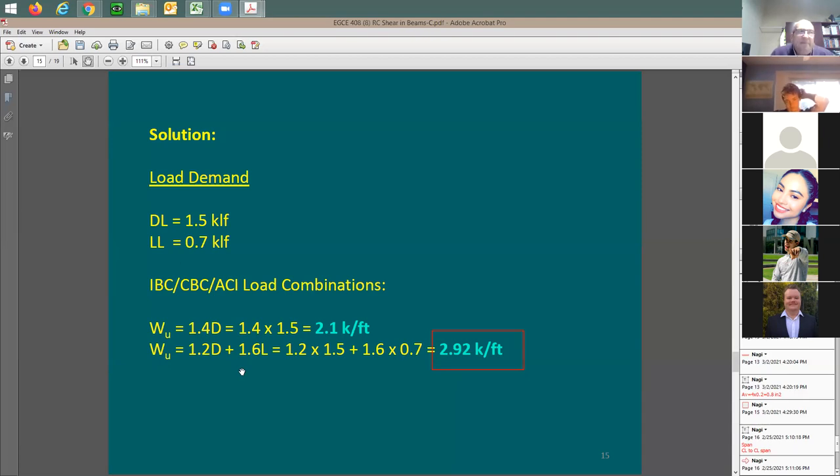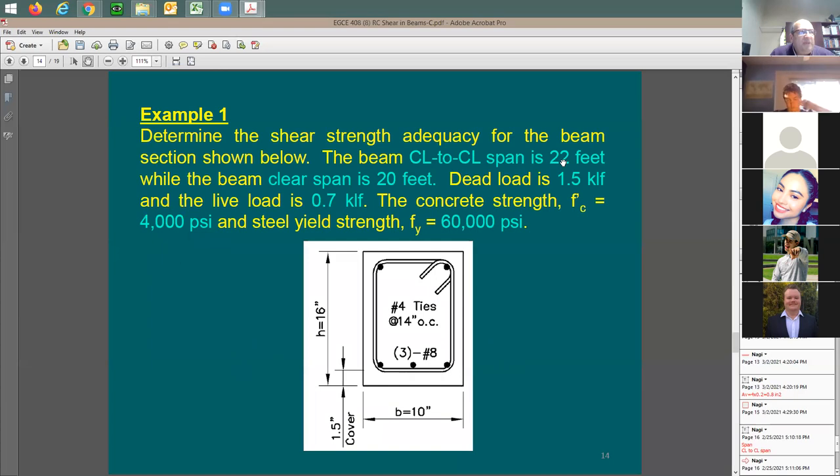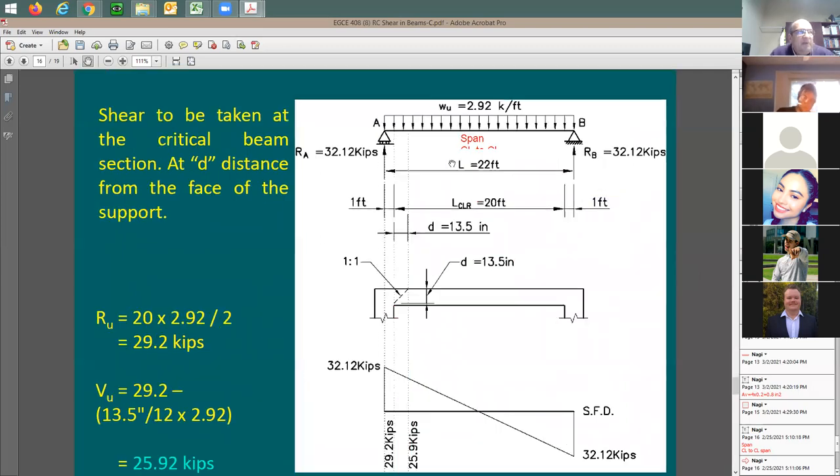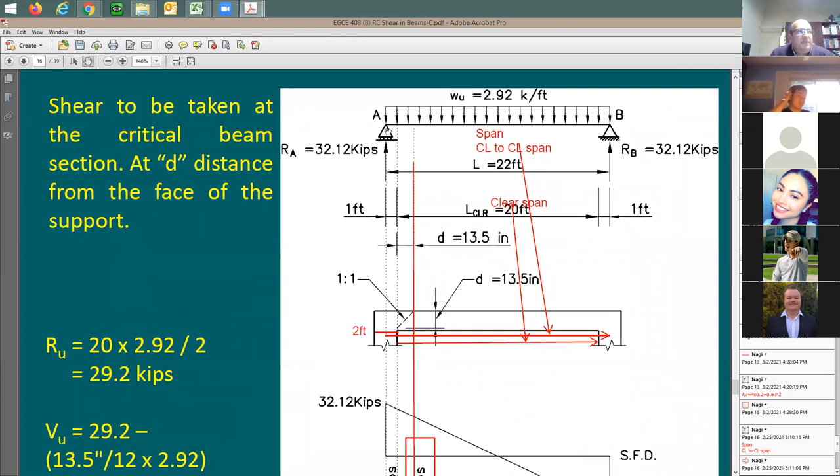Now let me look at the beam. It says here the beam span is 22 feet center to center, and the clear span is 20 feet. Okay, here's the beam span, like what we have discussed. Here is going to be center to center. You see, center, which means support to center of support. So when you do structural analysis, actually you're going to be going center to center. Because the column itself has size, and the column is 2 feet, like what we discussed. The column itself is going to be 2 feet.